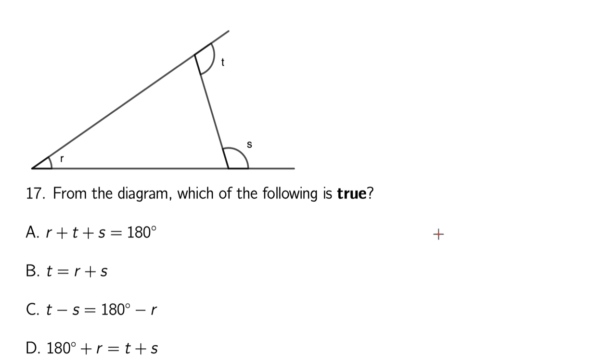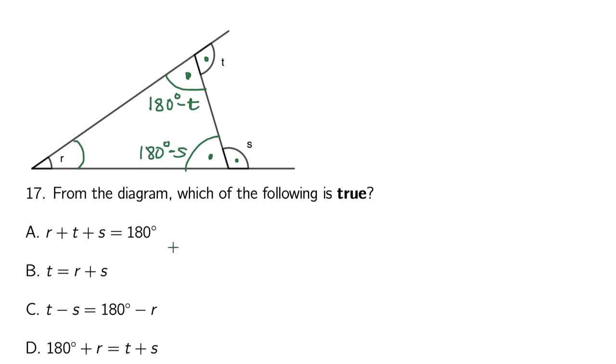It says, from the diagram, which of the following is true? Well, we have triangles with angles in them. One thing we do know is that for a triangle, the sum of this angle and that angle and that angle is 180 degrees. And we also know that because these two angles are on a straight line, this T and this angle, their sum is 180. So in particular, we can write that this angle equals 180 minus T. Similarly, these two angles add up to 180. So we can write this one as 180 minus S. All of this is in degrees.